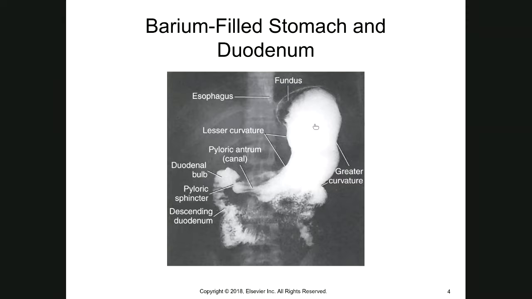You can see the body is full of barium, which is a radiopaque positive contrast media. You can see the greater and lesser curvature, the pylorus, and then it goes into the duodenal bulb and into the duodenum, which then leads into the jejunum and through the rest of the small intestine.